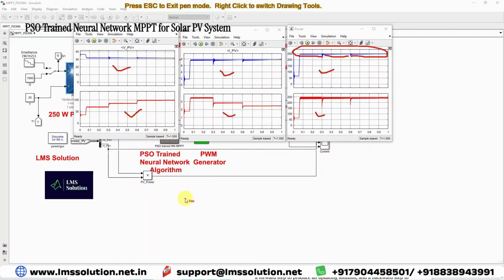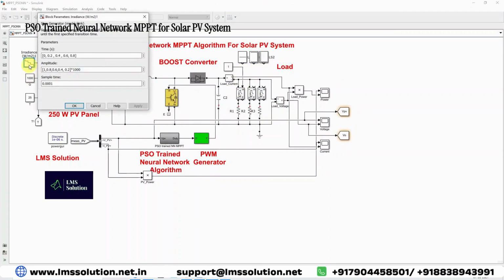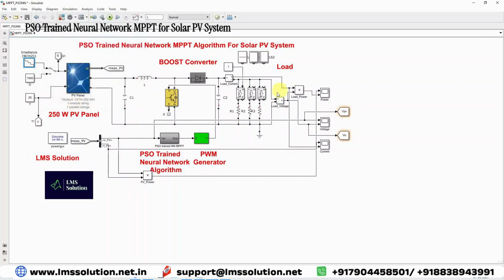Next you have to check another condition. You have to keep the load constant and change the irradiation every 0.2 second. Initially the irradiation will be 1000, and after that you change it to 800, 600, 400, and 200. Then you have to check the performance of the system.